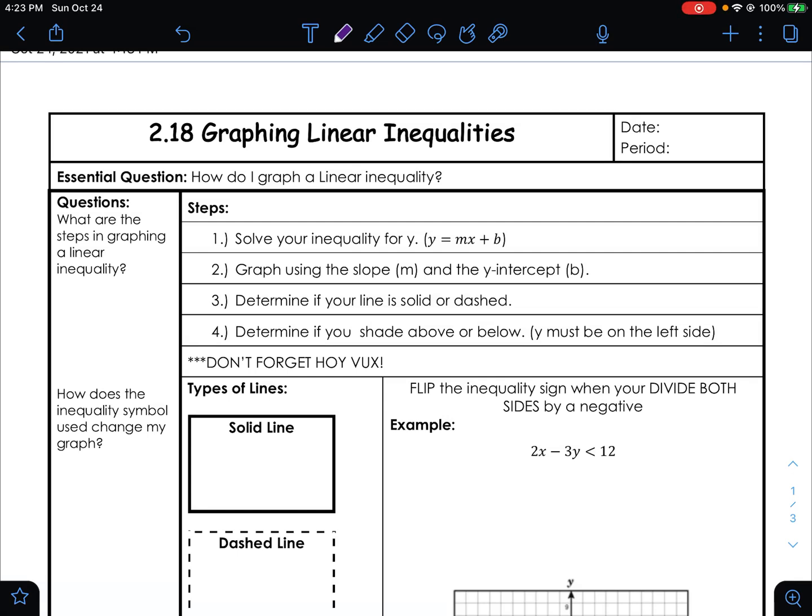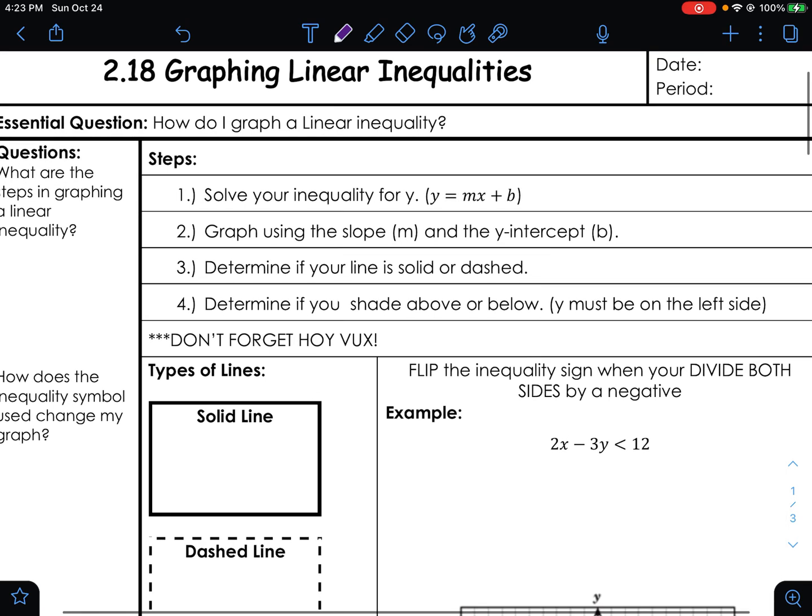Hi Rangers! In this video we're going to talk about graphing linear inequalities. So how do we graph a linear inequality? Well, we have 4 steps to help us.